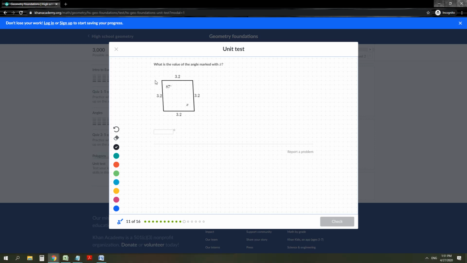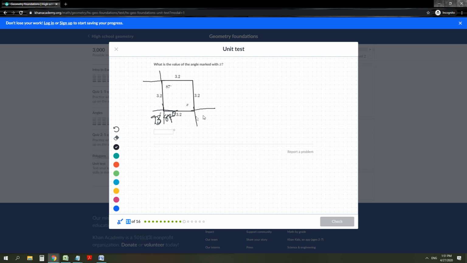If we were to extend these sides and get our parallel lines that we actually have, then this would be 87 degrees right here, which means this must be 93 degrees. Extend that here, right?